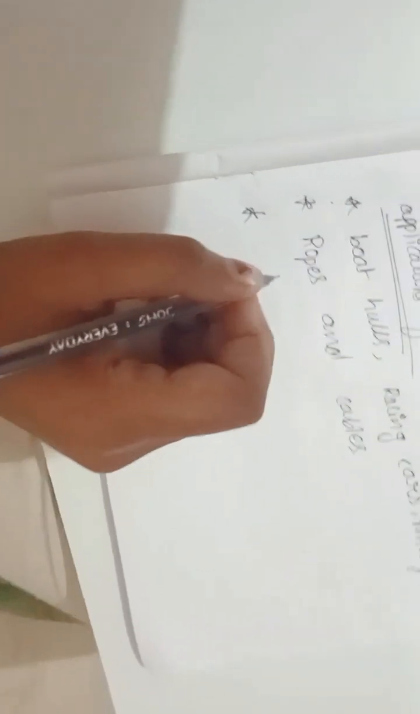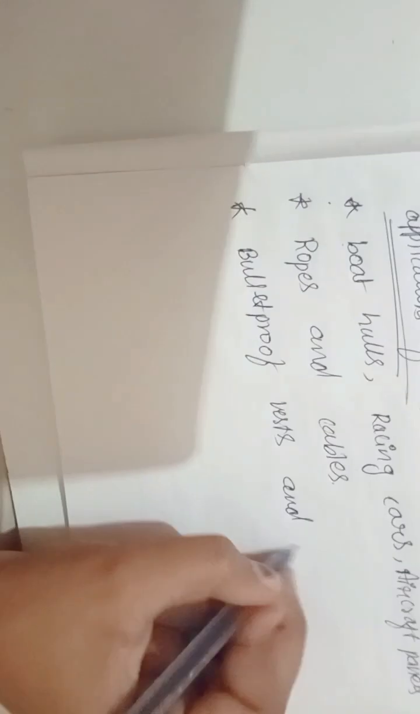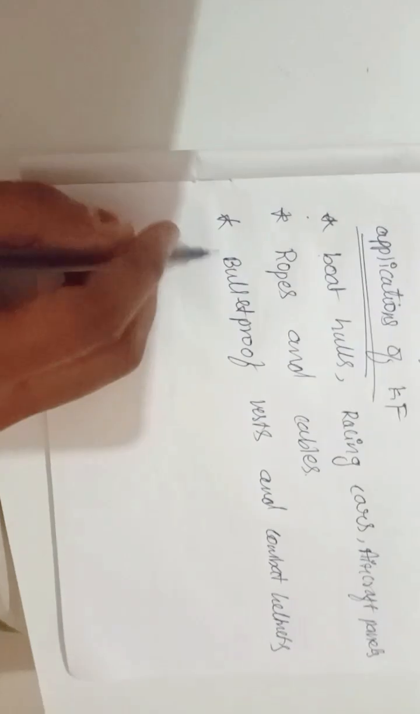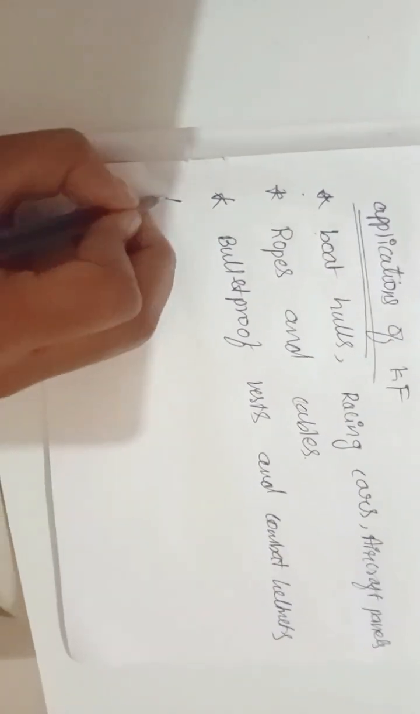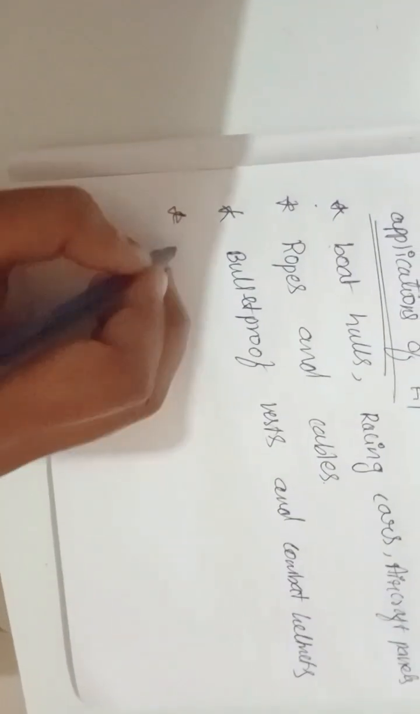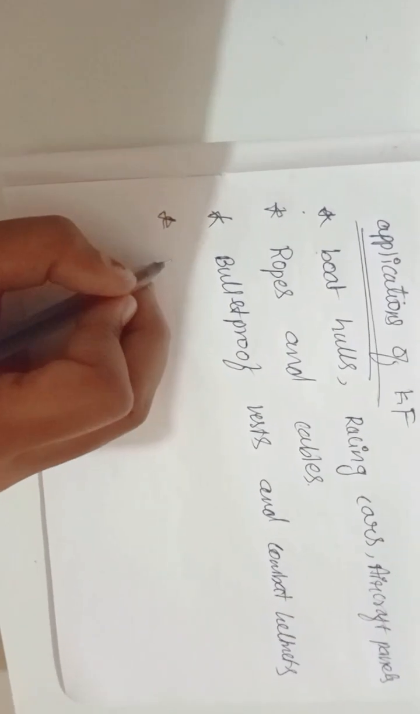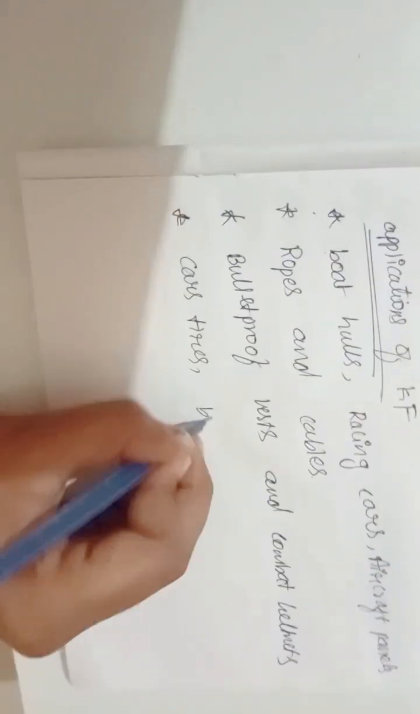And one of the main important applications of this Kevlar fiber is that it can be used for bulletproof vests and combat helmets. So they can be used for the manufacture of bulletproof vests and combat helmets too. And the next application of this Kevlar fiber is that they can be used in car tires, and bicycle tires.